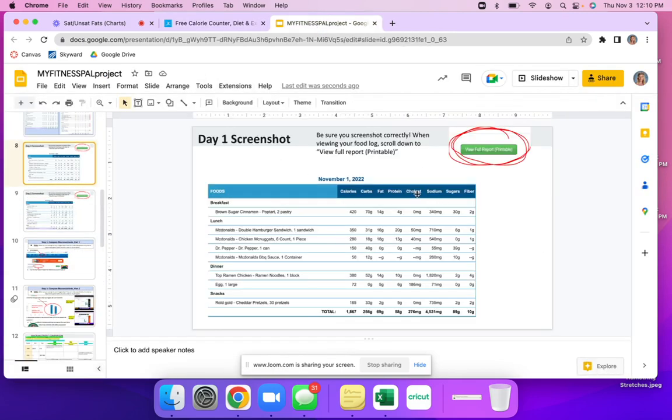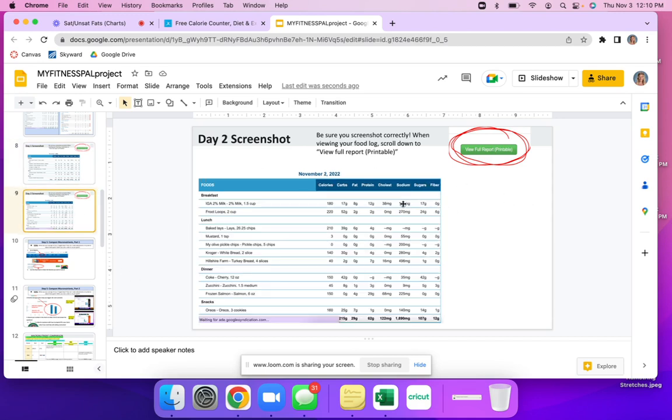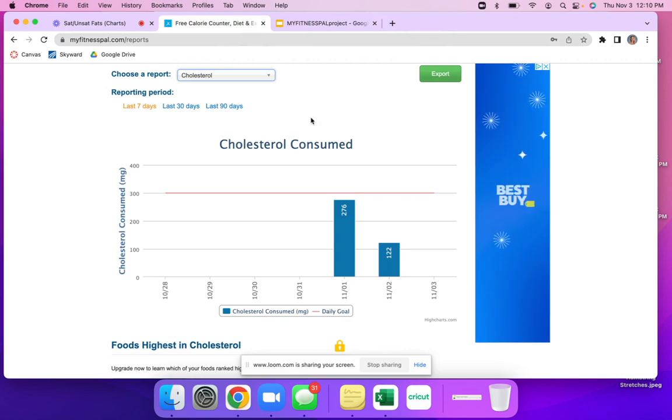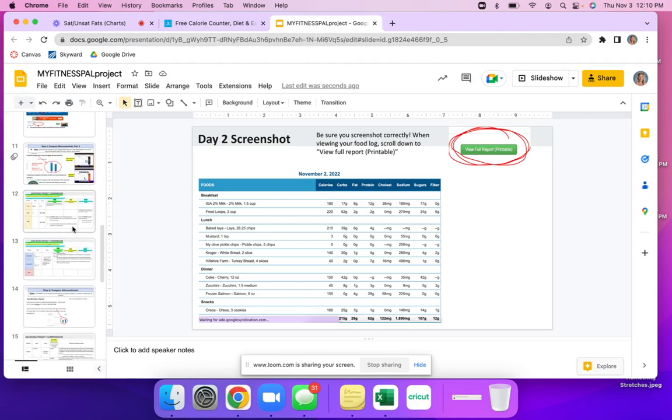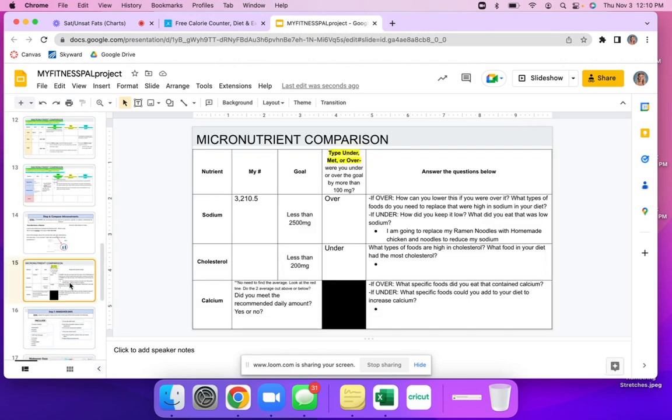I would look at cholesterol, and then I would go down the line and I would see what had cholesterol. You guys should see a trend here. A hamburger, chicken nuggets, an egg. Here we go. We've got milk, turkey, salmon. So if you see the trend on what has cholesterol, then I would explain what types of foods had cholesterol, and then I would also list specific foods in my diet that were high in cholesterol.